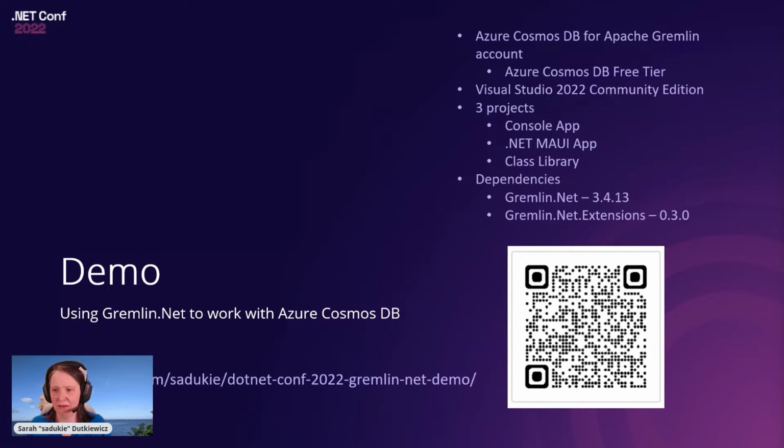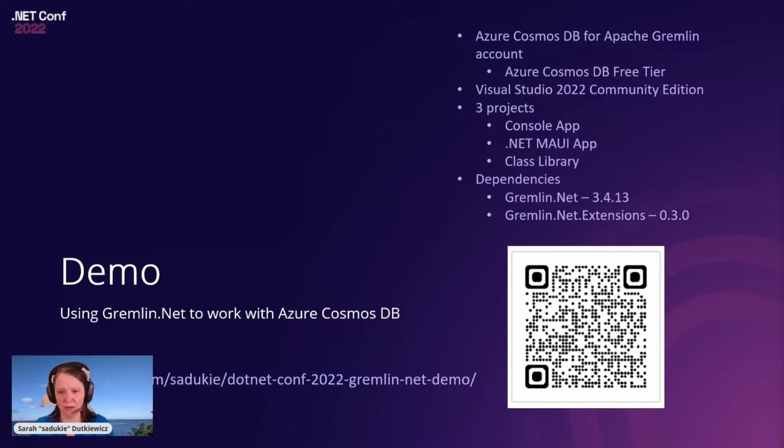The demo that I'm going to show you, I have made available in GitHub. This QR code will take you to the GitHub repo, which includes a console app, a .NET MAUI app, and the class library. I will show you the code today for the .NET MAUI app and class library. We are working with Gremlin.NET 3.4.13 and Gremlin.NET.Extensions 0.3.0.